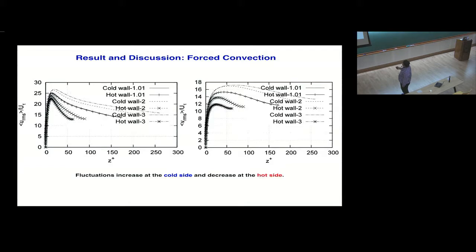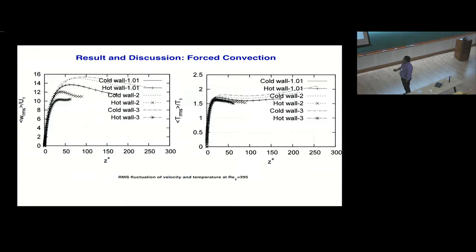The more you increase the temperature ratio, the asymmetry increases, and the fluctuation increases on the cold side but decreases on the hot side. That is also important. So the temperature fluctuation and velocity fluctuations basically decrease on the hot side. The top side of the channel I'm calling the hot side, and the lower side of the channel I'm calling the cold side.